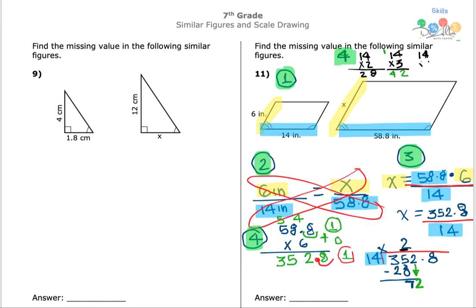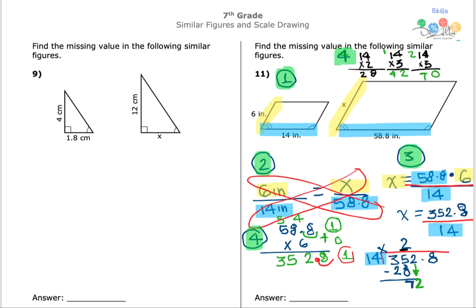14 times 5. Can you help me to multiply? 5 times 4 is 20. 0 and we carry 2. 5 times 1 is 5 plus 2. That is a 70. Oh, that is pretty close. So we can try the 5.